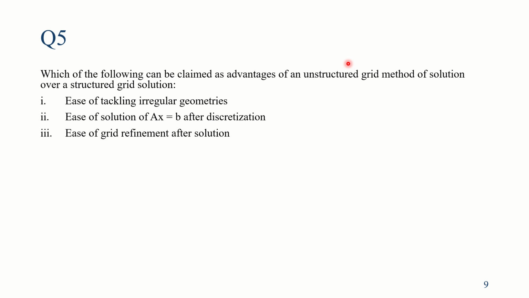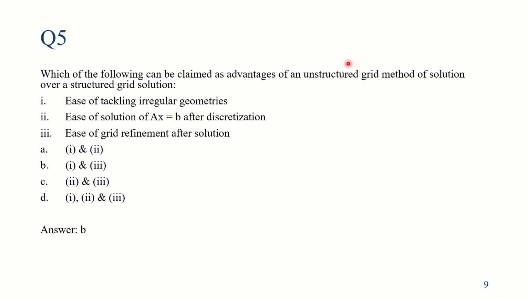I'll just look at the options first. Option A: 1 and 2, option B: 1 and 3, option C: 2 and 3, option D: 1, 2 and 3. So unstructured grid, why do we prefer it over structured grid? First one, unstructured grid has ease of tackling irregular geometries. That is true. I would say it is 1 and 3. Okay. Ease of tackling irregular geometry.